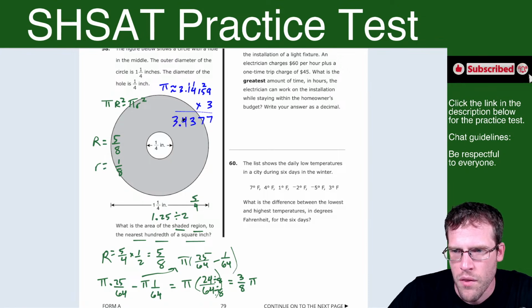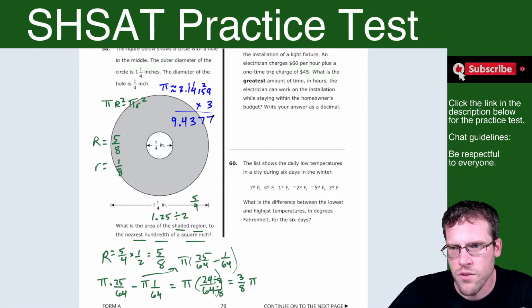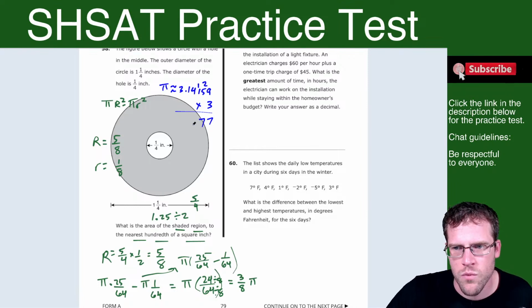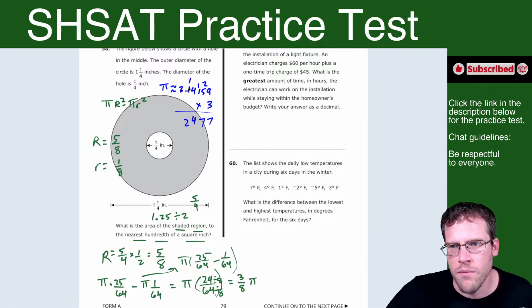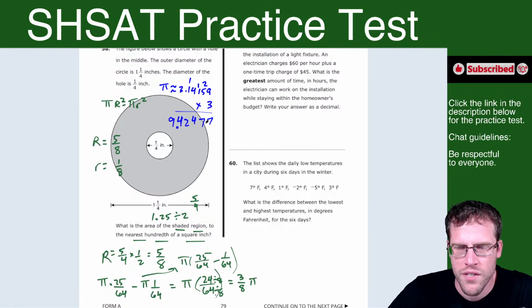And then 3 times 3 is 9. What did I just do? Okay, just making sure this is good. Hang on a sec, let me just go back. All right, 27, carry the 2. 17, carry the 1. 3 times 1 is 3 plus 1 is 4. 3 times 4 is 12, carry the 1. 3 times 1 is 3 plus 1 is 4. And then 3 times 3 is 9. So this would work out to 9.42477. And then we have to divide this by 8.